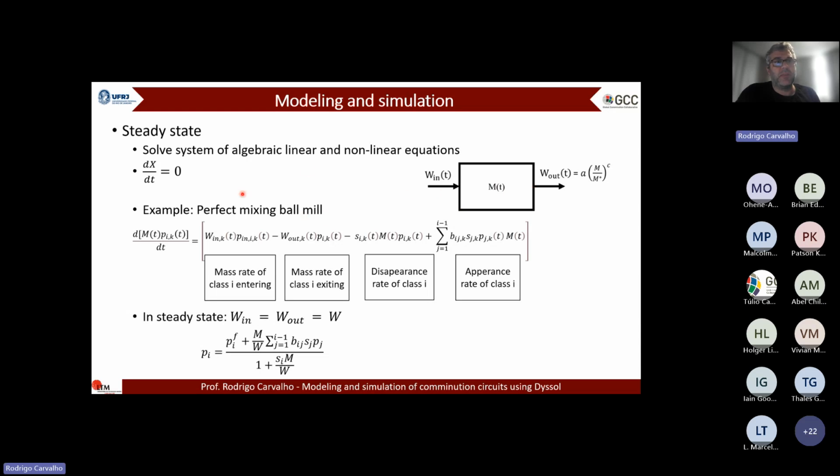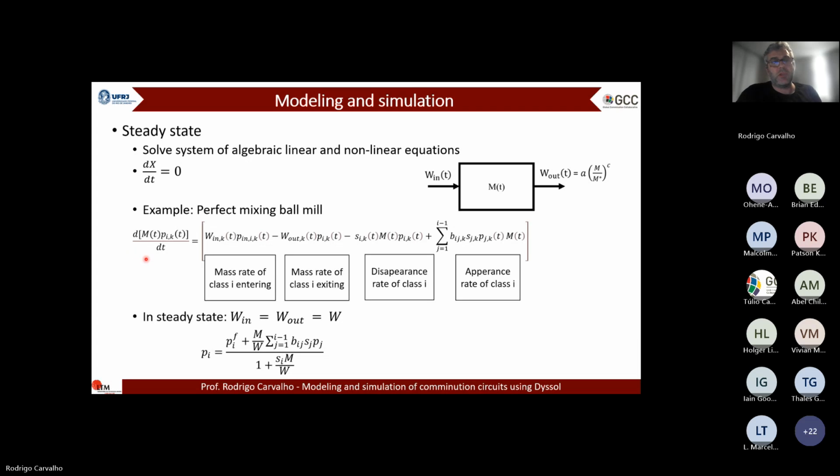If you take, for example, the perfect mixing ball mill, which is a well-known model, you have the input feed rate here, W in. The mill has a hold up, the amount of ore inside the mill, represented here in the box, and the output here is W out, that you can calculate using a power relationship with the mill hold up as a parameter.